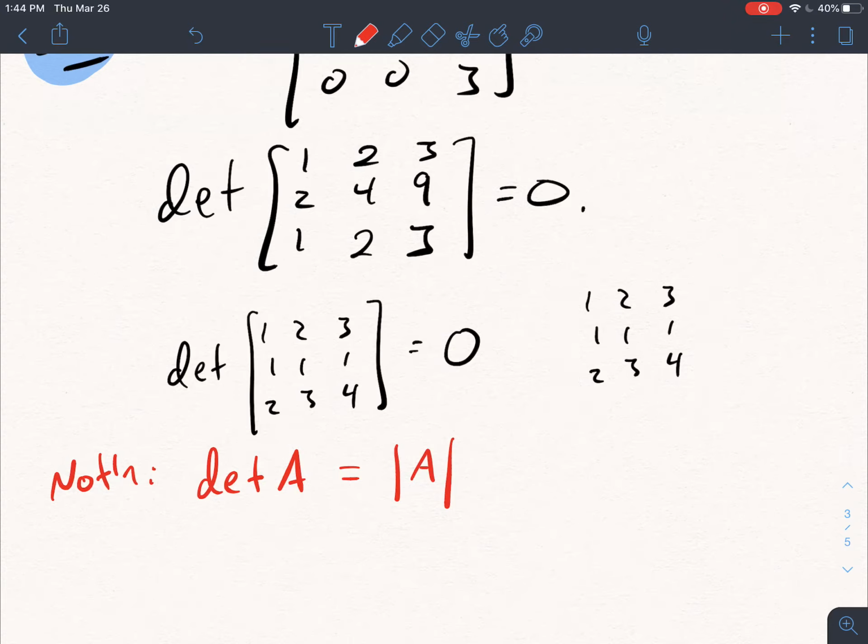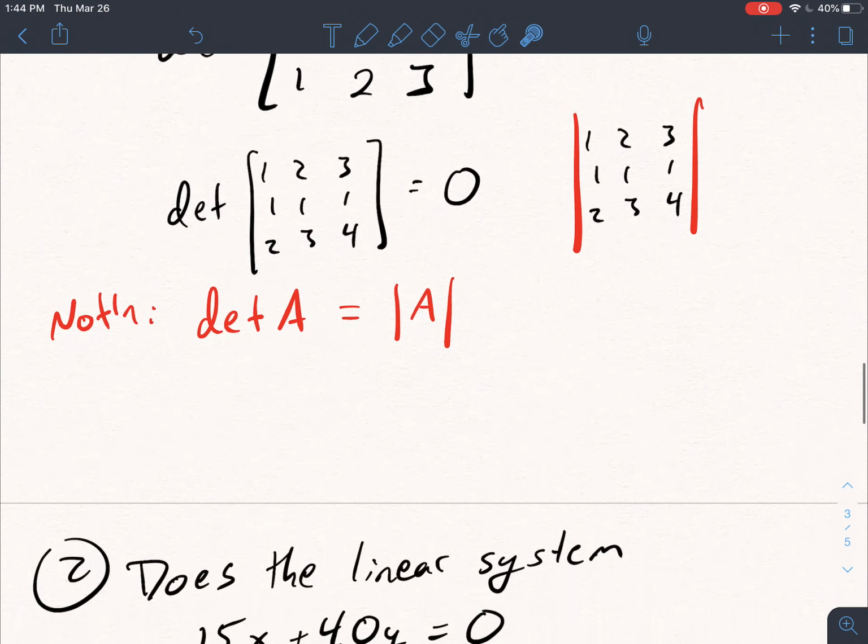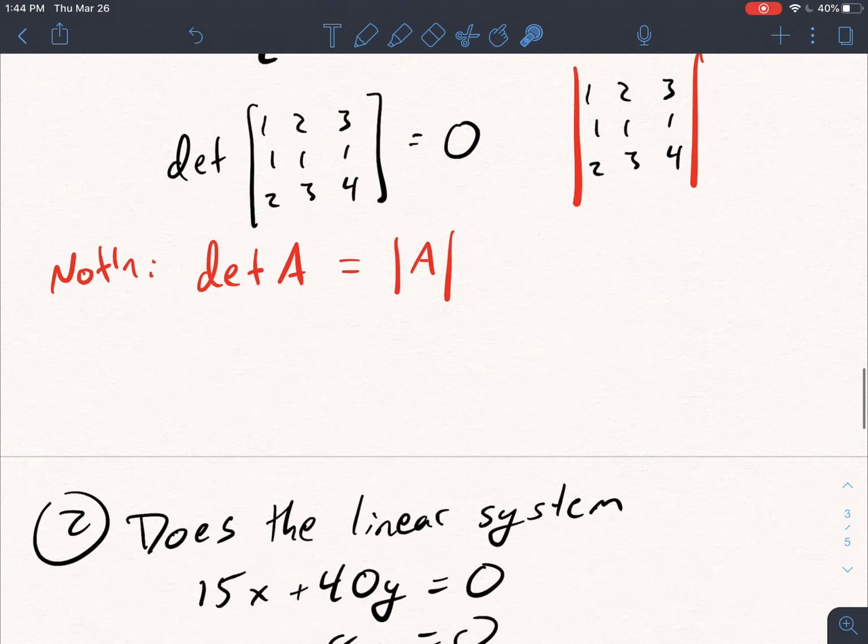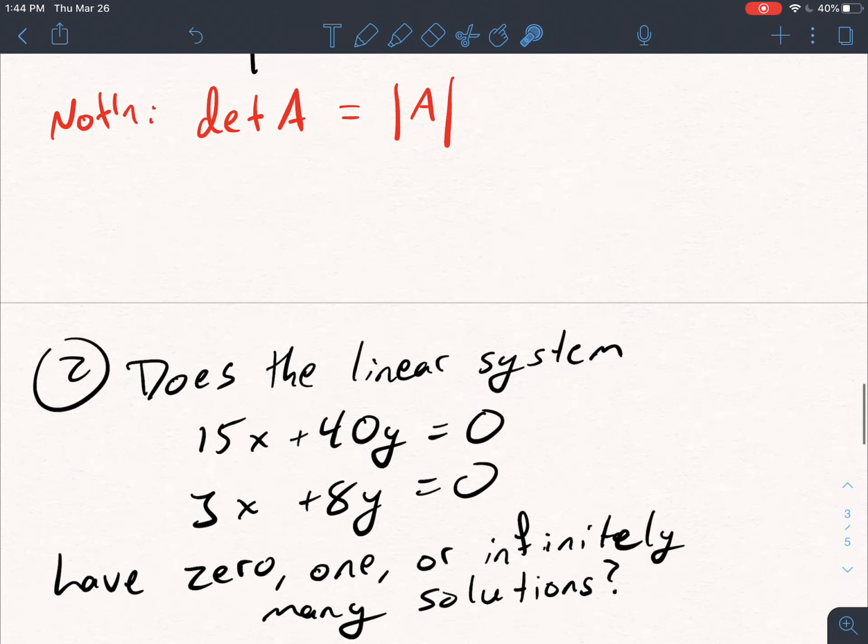You would just replace those brackets with the vertical bars. And so a lot of times people will say, oh, calculate this thing with vertical bars on either side of the matrix instead of square brackets. And that means that they're asking you to compute a determinant. And so this is really just shorthand. This just kind of simplifies things sometimes. Okay.